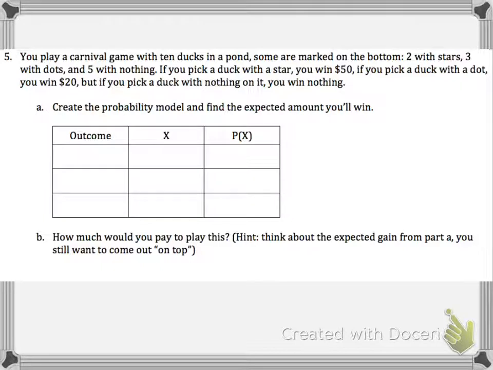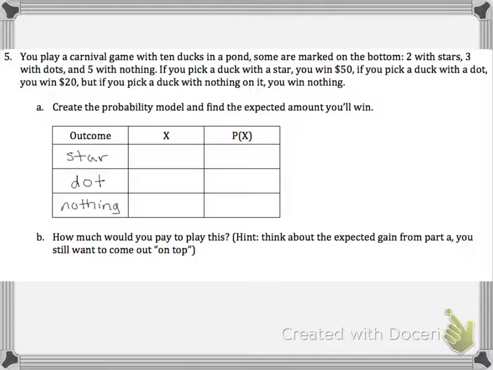So I'm going to put outcomes as words. Like the first thing that they told us about were ducks that have stars. The second thing was a duck that has a dot. And then the third thing was a duck with nothing. The X value is how much we win, and we're not told a pay-to-play amount, so we are going to end up putting in the exact amount we would be told we're winning.